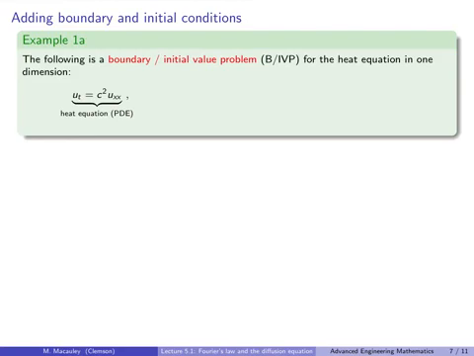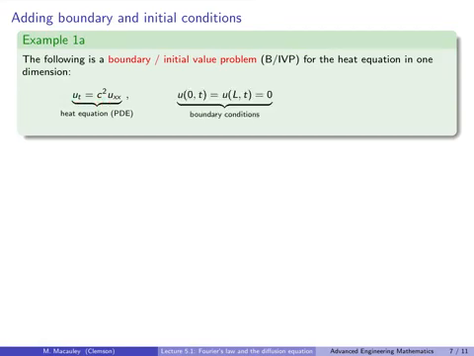So this is example 1a. We'll also do examples 1b and 1c and 2 and 3 and maybe more, but these will be spread throughout multiple lectures. This is the only example that we'll be doing in this lecture. So the following is a boundary and initial value problem. I will write this as B/IVP or some permutation thereof, for the heat equation in one dimension. So this is the heat equation, u_t equals c squared u_xx.